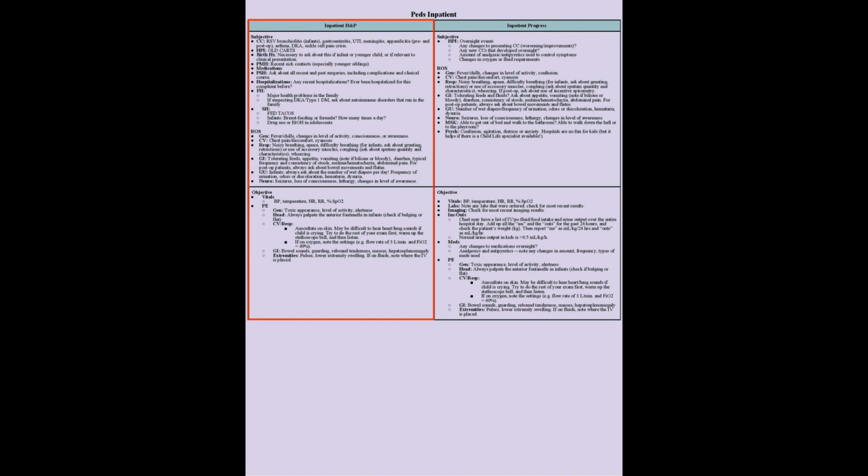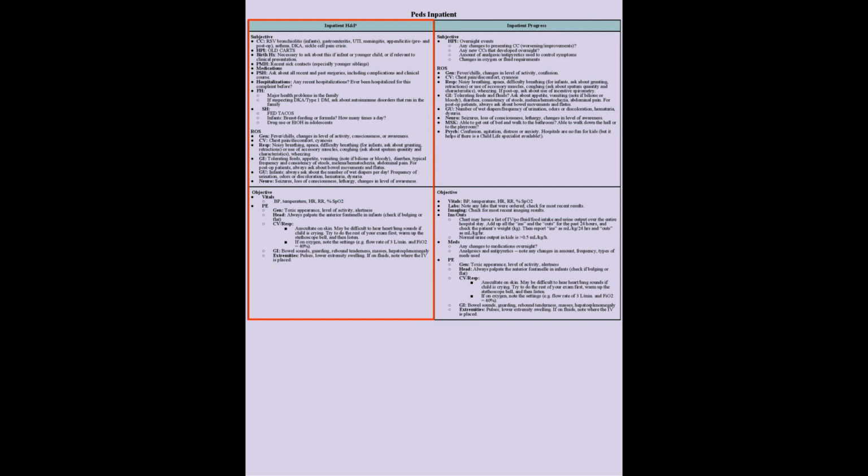Has it been getting better? Are they still able to breathe as well as they did before, or is it getting worse? Any new chief complaints that developed overnight? You want to ask about the amounts of pain meds and fever medications that they've been using to control their symptoms, and also note any changes in oxygen or fluid requirements.